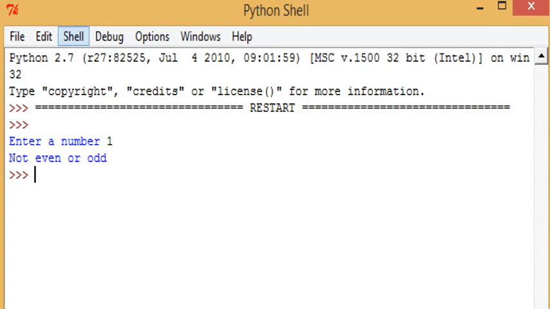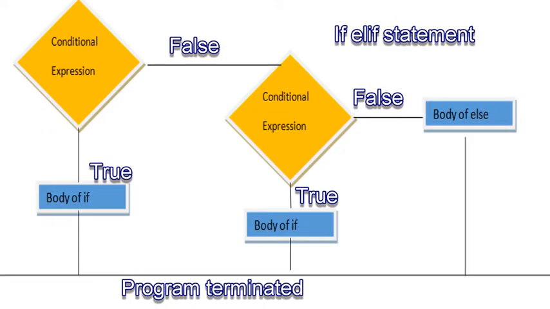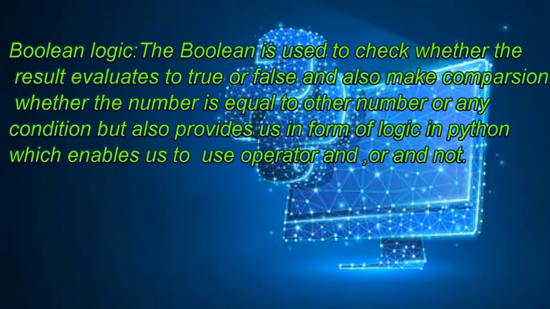As you can see in the flowchart also, we have two conditional expressions, and then different bodies of the expression. If both the conditions evaluate to false, then only we'll move towards the elif statement. Boolean logic is also available.